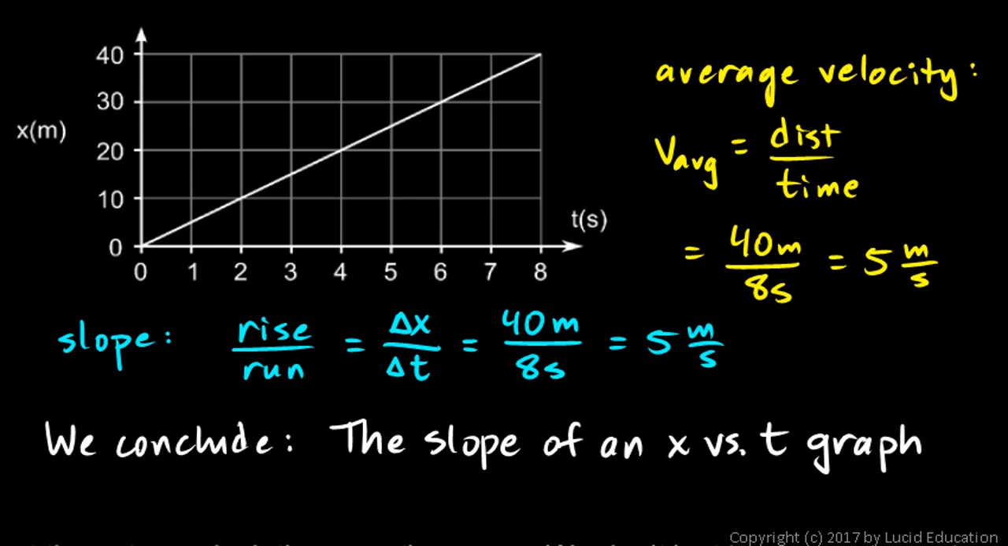The slope of an x versus t graph is the velocity, and by x versus t we mean position versus time, as we see here in this graph. And that's a very important concept, that the slope of a position versus time graph is the velocity. Now let's look at some specific examples.